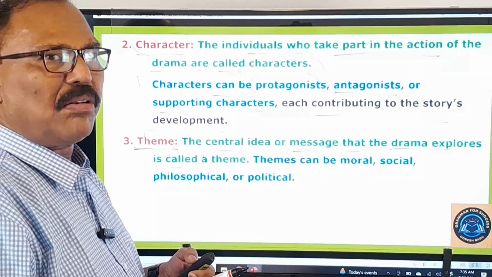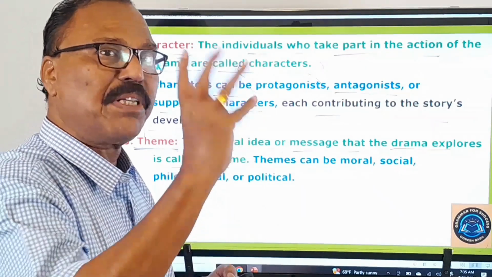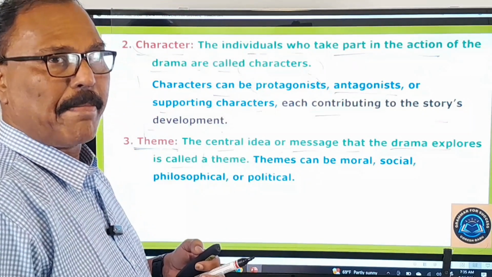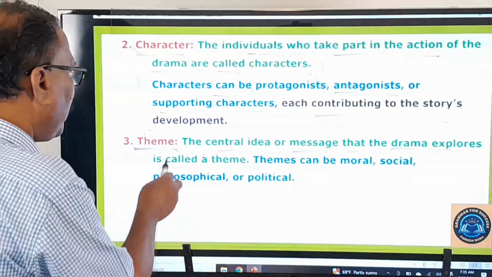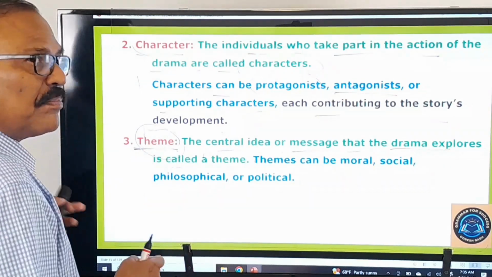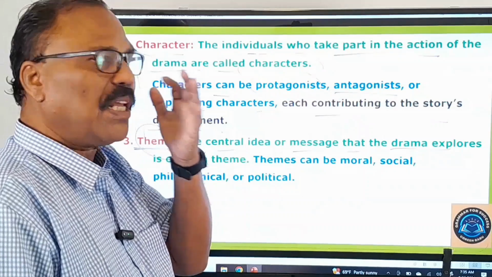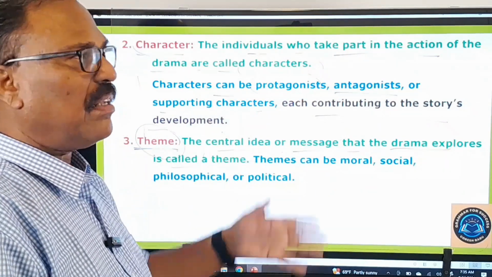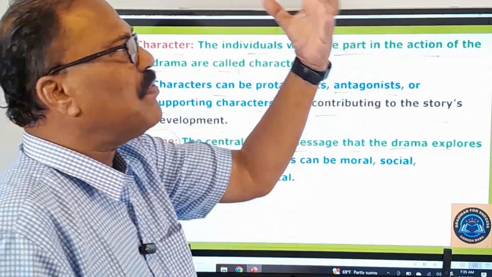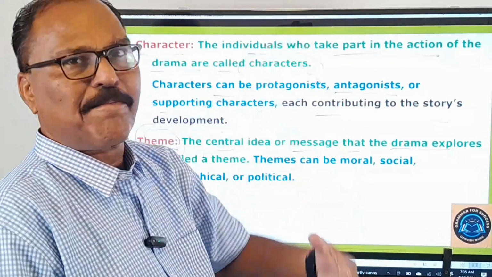No message at all. Certain movies are there that convey some message to the society. That's why the theme is very important. In some movies, the theme will be very wonderful. In some movies, there will be no theme at all. Movies will impact the public.